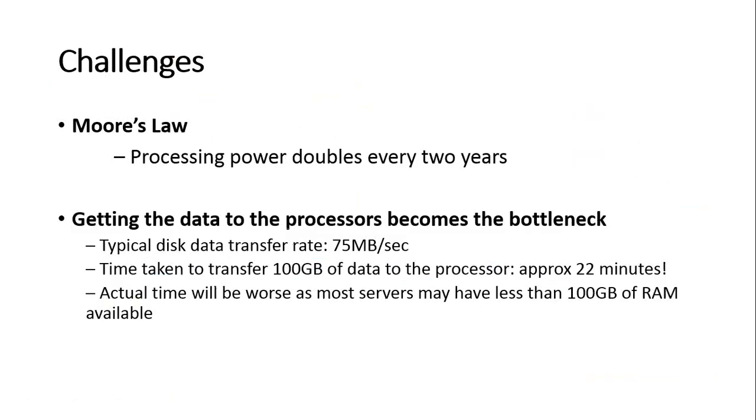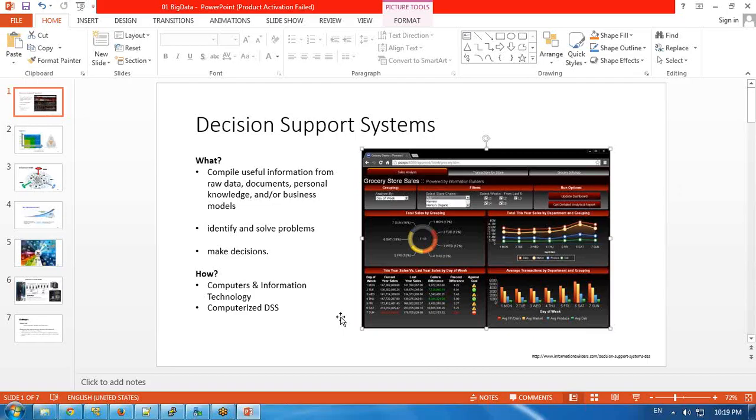Now, the challenges. In the first slide we saw how the prices were coming down for storage per GB. That's what Moore's law says. Processing power doubles every 2 years, and the real bottleneck comes in getting data to the processors. The typical data transfer rate is 75 MB per second, but if 100 GB of data has to be transferred to a processor, it would take approximately 22 minutes. It may be worse than this. So we need new systems to handle this. That's where Hadoop has come into the picture.